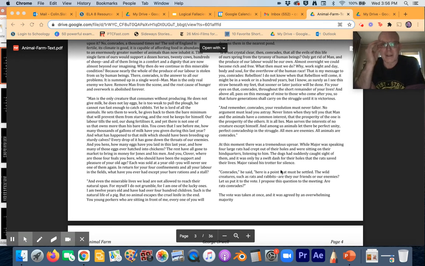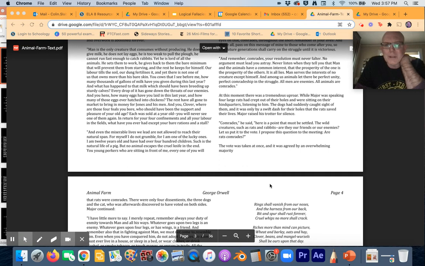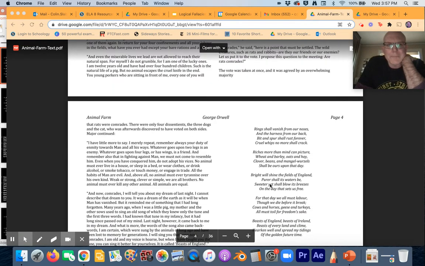Comrades, he said, here is a point that must be settled. The wild creatures, such as rats and rabbits, are they our friends or our enemies? Let us put it to the vote. I propose this question to the meeting. Are rats comrades? The vote was taken at once and was agreed by an overwhelming majority. The rats were comrades. There were only 4 dissentients.